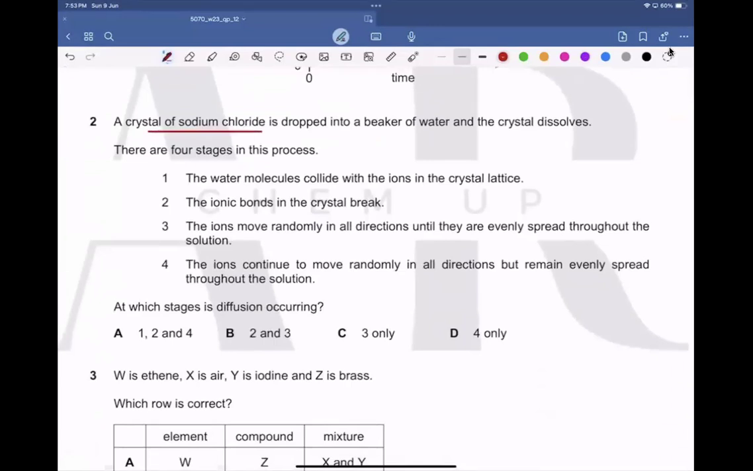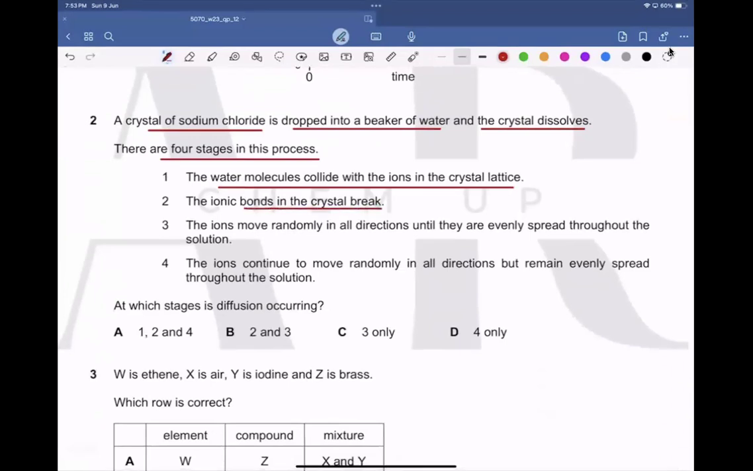A crystal of sodium chloride is dropped into a beaker of water and the crystal dissolves. There are 4 stages in this process. The water molecules collide with the ions in the crystal lattice. The ionic bonds in the crystal lattice break. The ions move randomly in all directions until they are evenly spread throughout the solution. The ions continue to move randomly in all directions but remain evenly spread throughout the solution. At which stage is diffusion occurring?